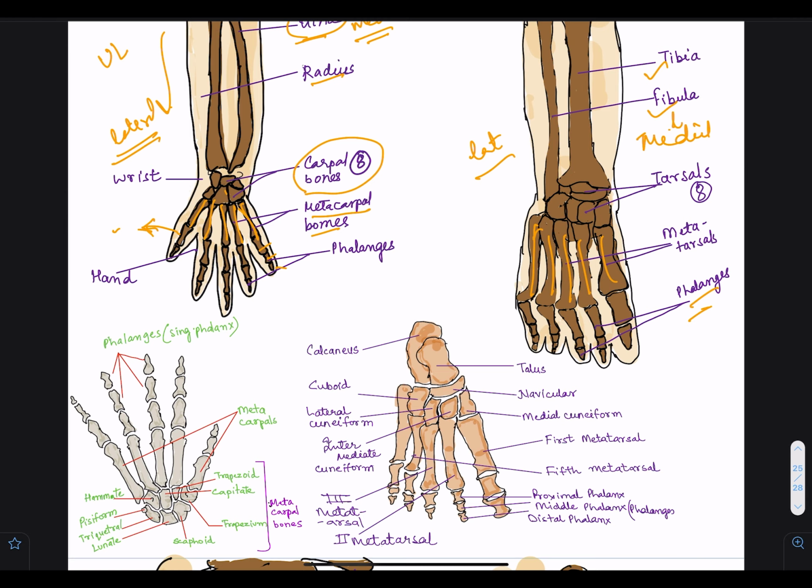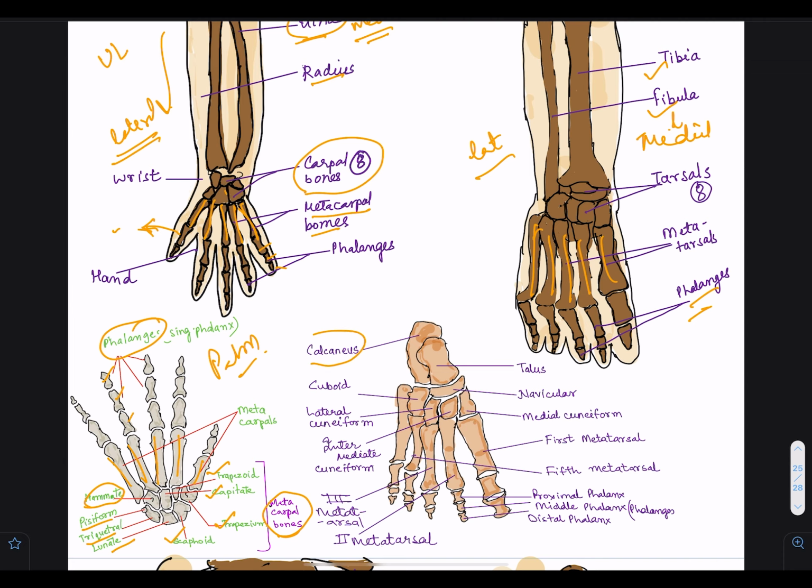Looking at the diagram of the palm, we have the carpal bones. This is trapezoid, capitate, trapezium, scaphoid, lunate, triquetral, pisiform, and the hamate. These are the 8 carpal bones. Then we have 1, 2, 3, 4, 5 metacarpals, and these are phalanges.